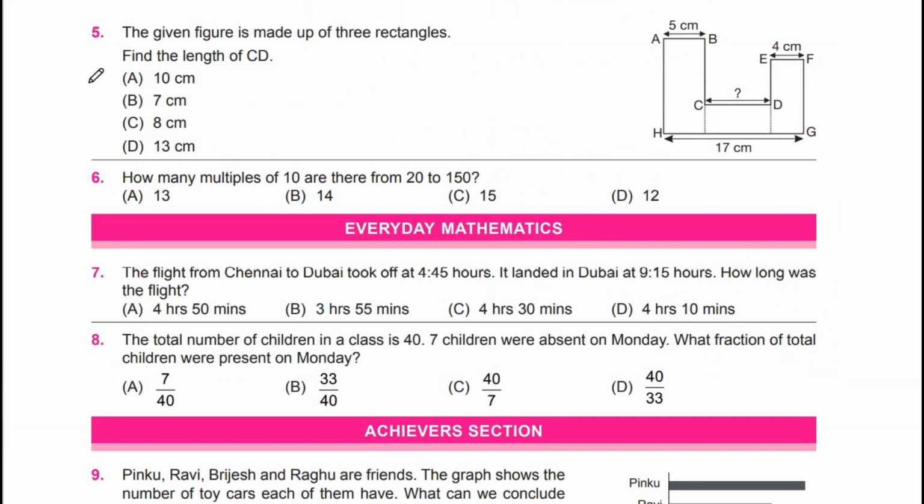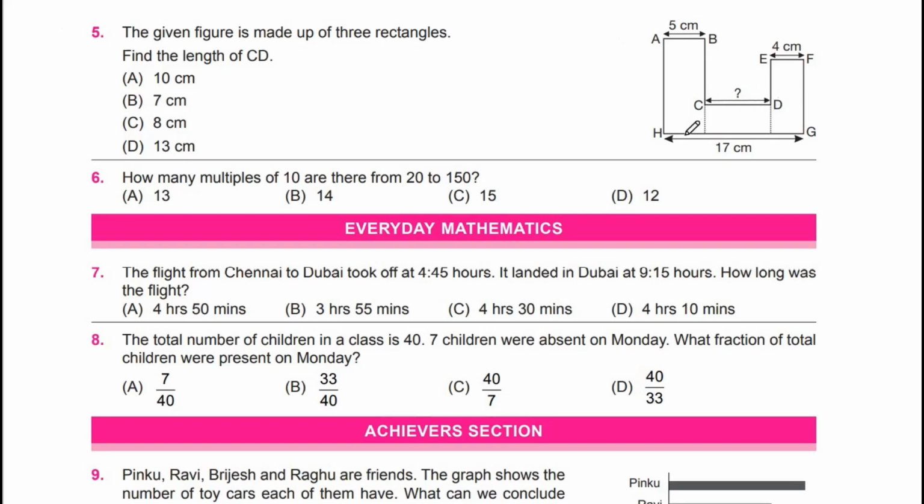Now, let's see the next question with mathematical reasoning skill. The 5th question for today, what is given to us is, the given figure is made of 3 rectangles. So as you could see, there are 3 rectangles in the given figure. Find the length of CD. So here we have CD. They have marked a question mark. We have to find the length of CD.